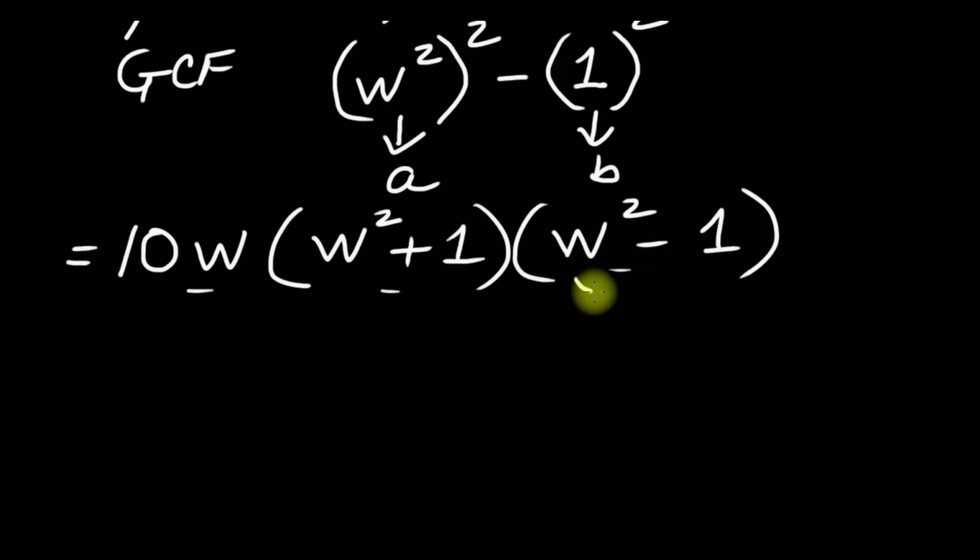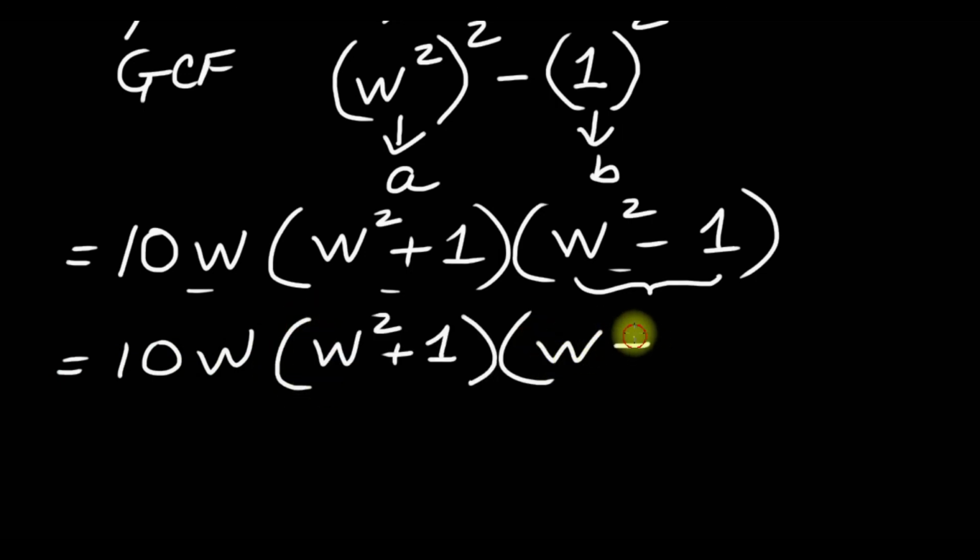Looks like we can still factor this because these are perfect squares. Okay, so 10W. So you can factor this into W plus 1 and then W minus 1.